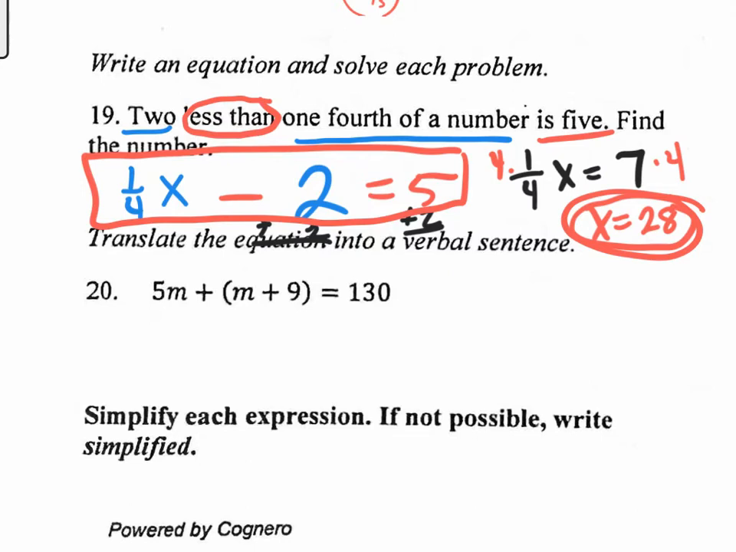But just make sure that if you get rid of the fraction first, you multiply everything by that denominator 4. So this times 4 and that times 4, you should get to the same answer, 28.